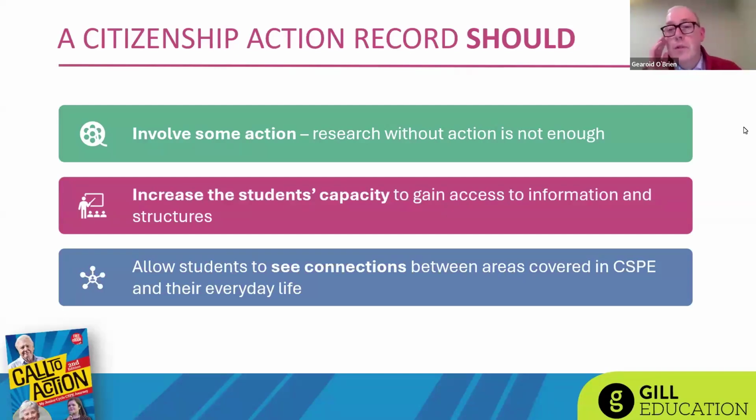And again, some of those things would come down to the idea that we might be covering a topic in CSP, such as water. I've put two new areas into sustainability, for example, in the new edition of Call to Action, and that's rewilding and fast fashion. So they may choose to do the infographic on areas like that. But the idea is that these are things that are related to their everyday life, and yet they're covered in class. And often they don't see the link until they actually have to do that.